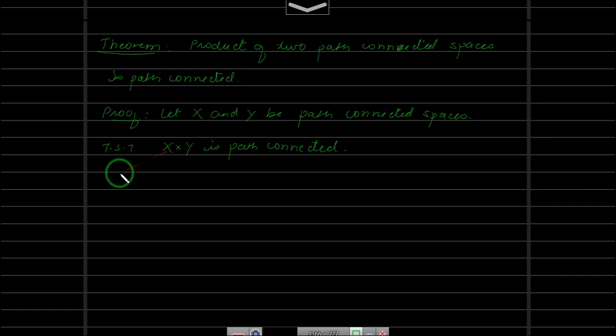So let us take 2 points now. Let the points be ordered pairs. So let us take x1 comma y1 as one point, and let us take x2 comma y2, from x cross y. We need to show that there is a path which joins this and this, satisfying that p at 0 will be this point and p at 1 will be this point. Now this implies we have x1, x2 in x and y1, y2 in y.